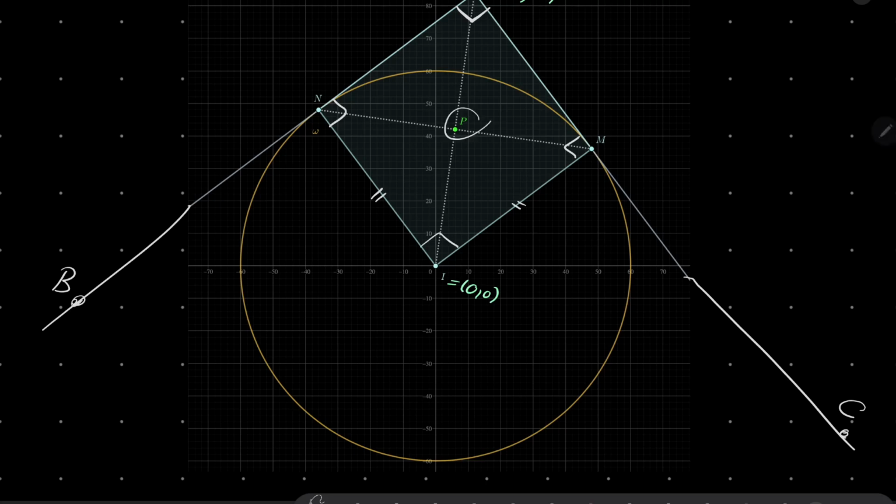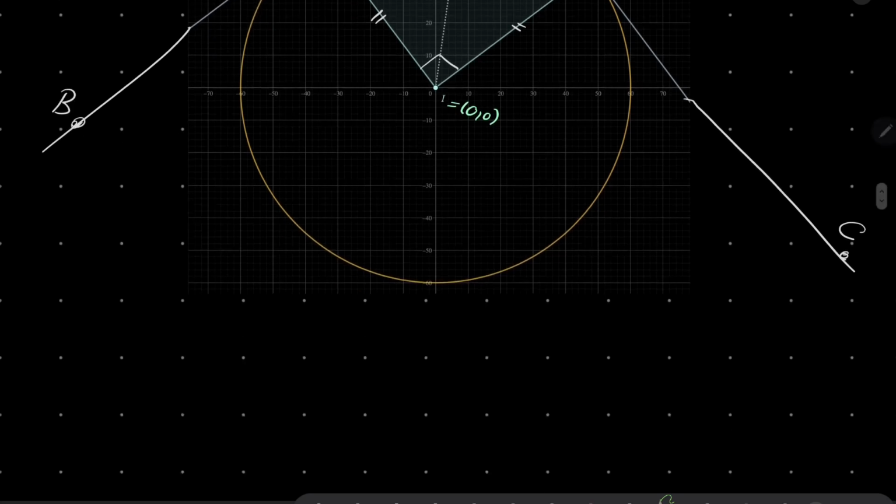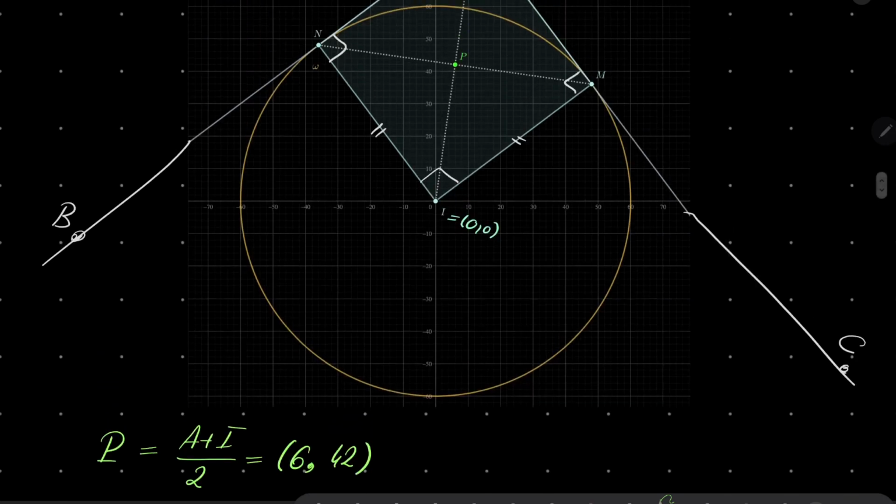First, let's find the midpoint of this square. How can we find it? Well, it's just the arithmetic mean of A and I. So point P can be found by adding A and I together and dividing by 2, and that happens to be 6 for the first coordinate, and the second coordinate is 42. So this point is (6, 42).